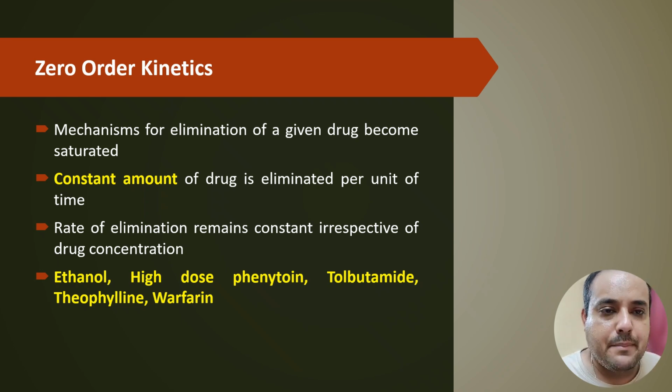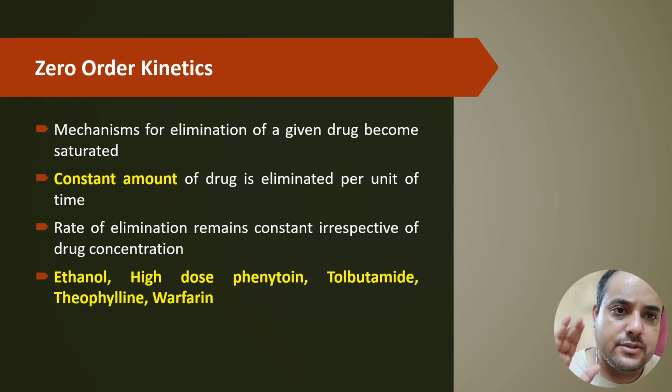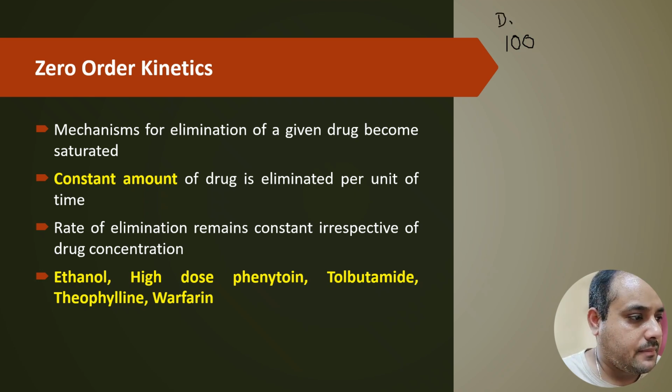So now let us see what happens in zero order kinetics. What we have just learned is that there are enzymes for the purpose of clearance of the drug, but normally these enzymes are in surplus amount. So suppose I have 100 molecules of drug, but the body has 50,000 molecules of the enzyme. So the process is not saturated.